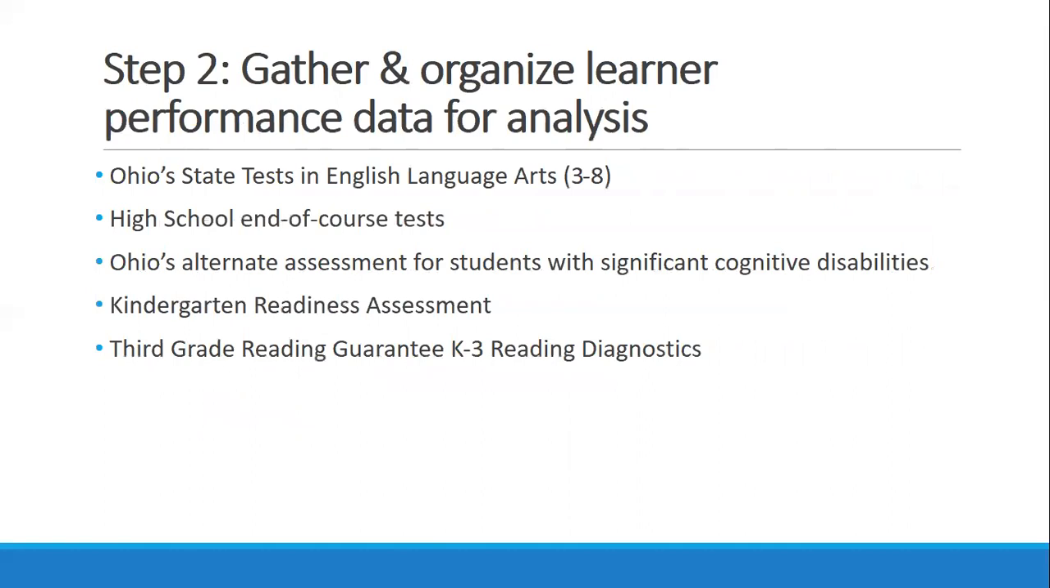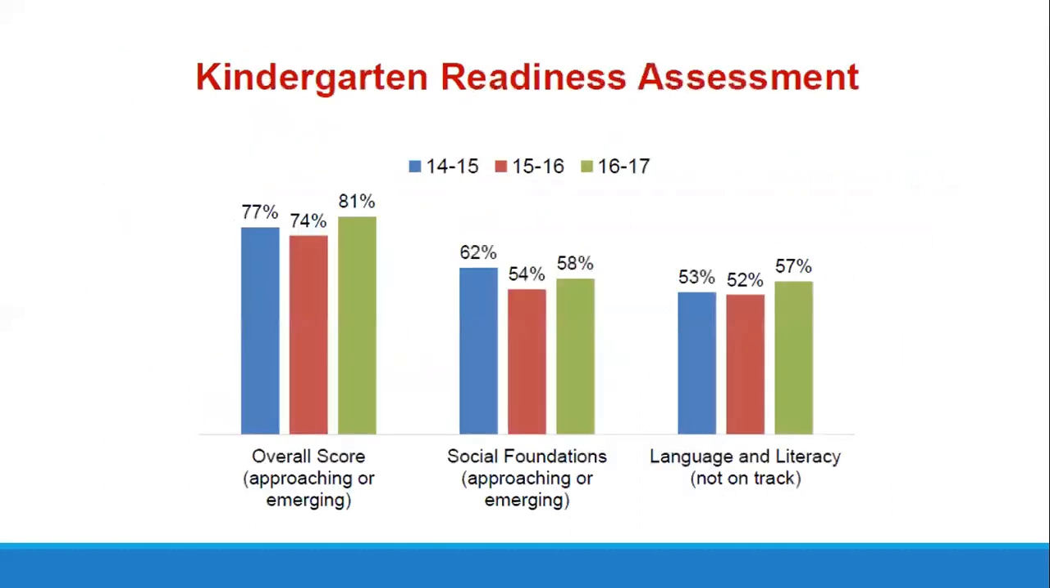Your first step should be using readily available data, as listed here. Do you have any additional data you could include? How can all data be presented to be easily understood for all stakeholders? Here is an example of looking at trend data with the KRA, the Kindergarten Readiness Assessment. Notice that there is an overall score, but two components within. When doing a deeper dive into your KRA in relation to literacy, are you focusing on the social foundations as well as the language and literacy skills? Are they related?